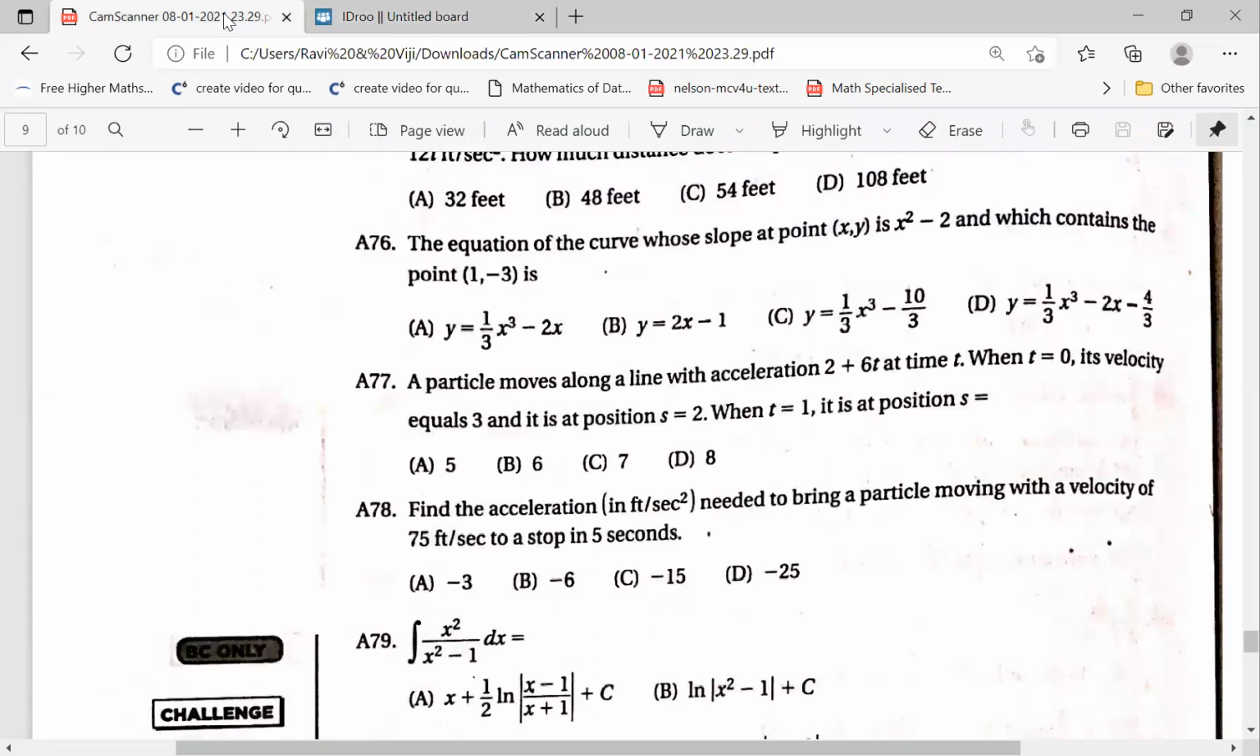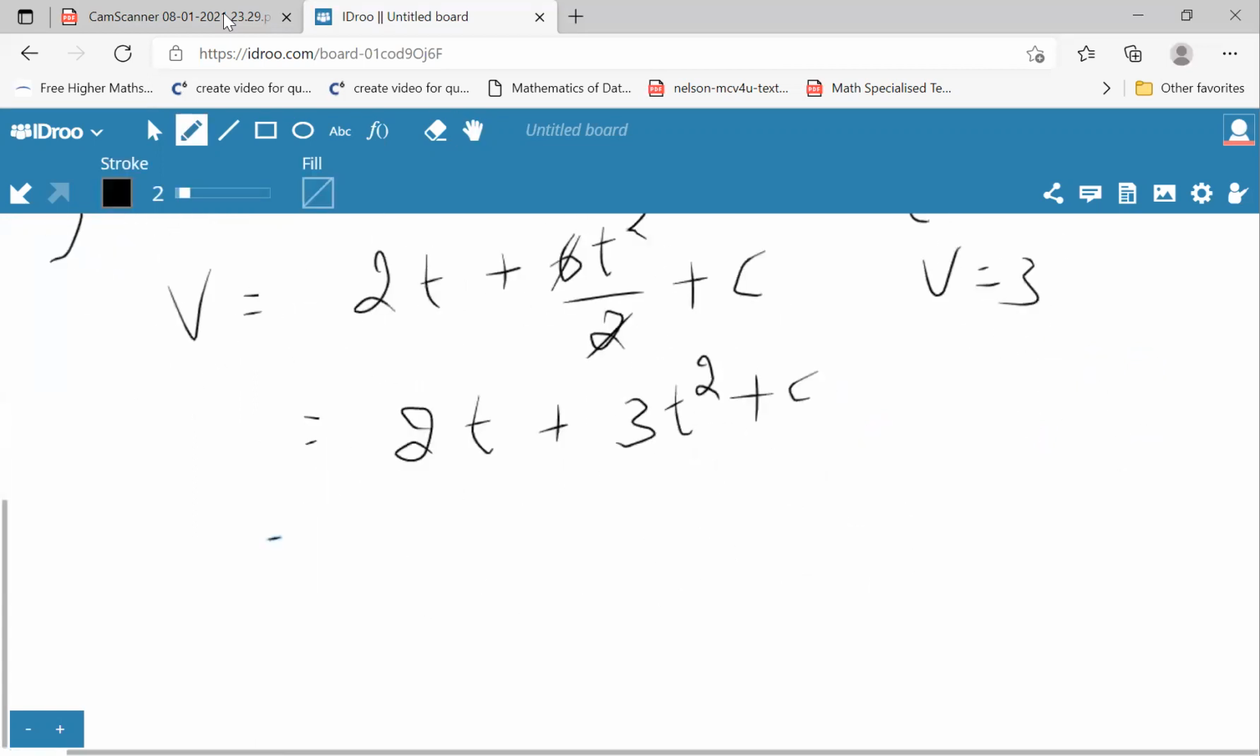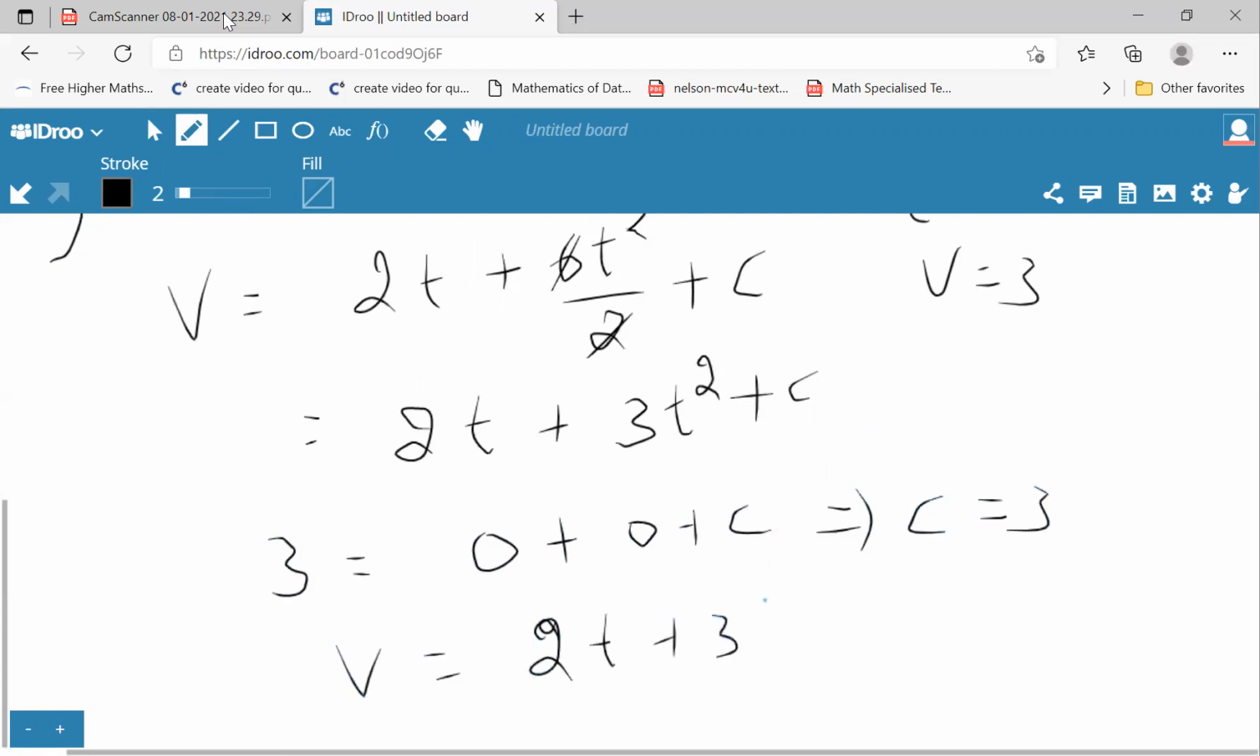Now, as we did initially, when t is equal to 0, velocity is 3, he says. So when t is equal to 0, v is 3. So let us substitute here. We can see that 3 is equal to 0 plus c, or this implies c is equal to 3. So therefore, v is equal to 2t plus 3t squared plus 3. Now he is asking you for the position. So we need to find out the position.